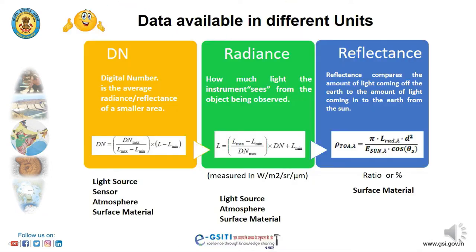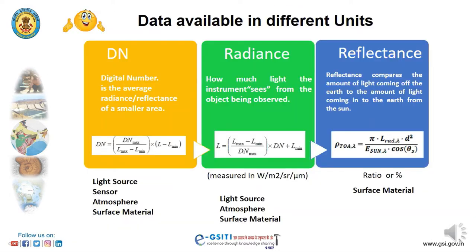A user gets the data in various units. It may be represented in DN, radiance or reflectance. DN is the digital number, that is the average of radiance over a smaller area. Radiance is how much light the instrument sees from the object being observed. Whereas reflectance compares the amount of light coming off the earth to the amount of light coming into the earth from the sun.